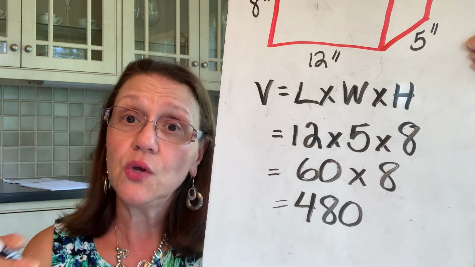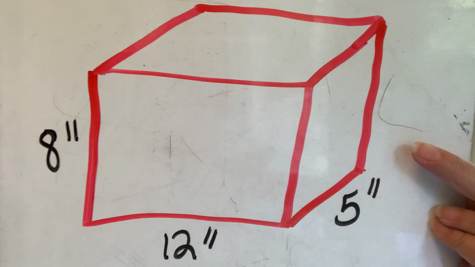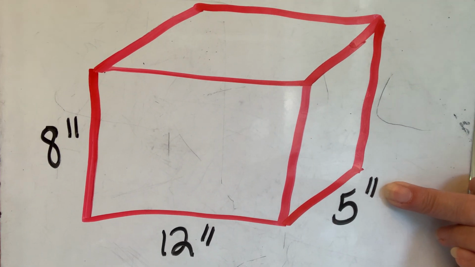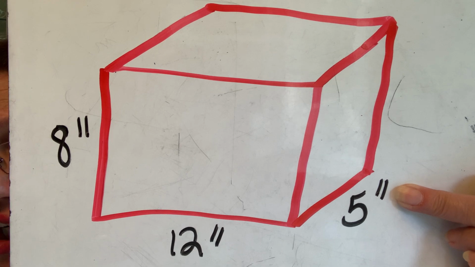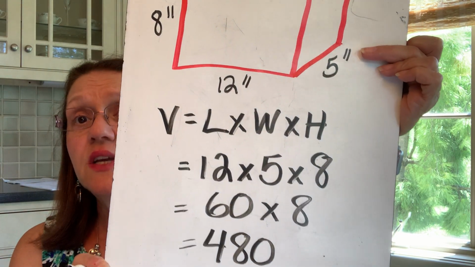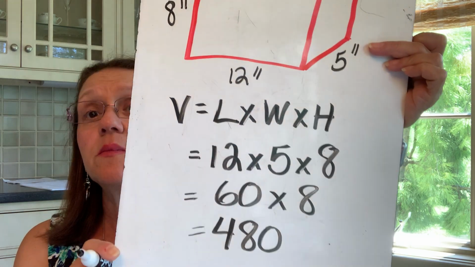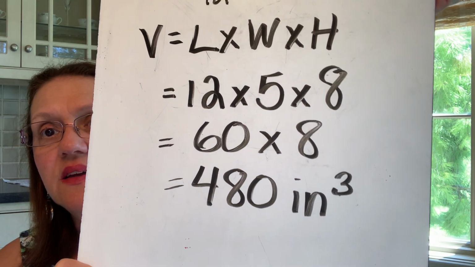My last step is units. Now in this case, I go back to my diagram and you see those little hash marks there? That's a short form for inches. So I know my units are inches. Inches times inches times inches gives me inches to the power of 3, or inches cubed. And that, my friends, is my volume.